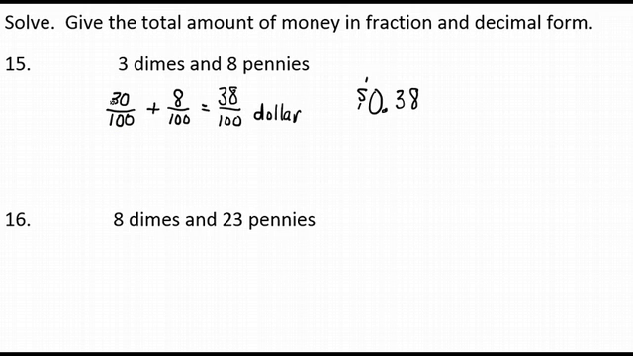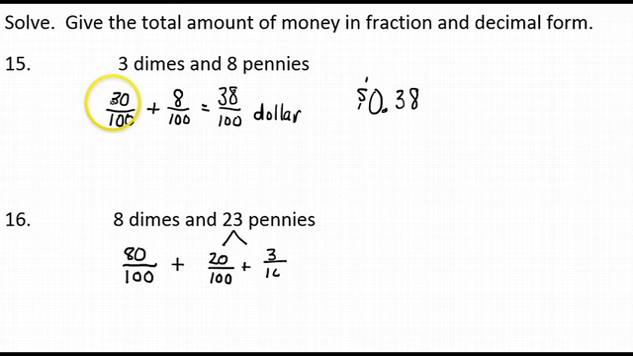In the next question, I have 8 dimes and 23 pennies. 8 dimes is the same as 80 cents, which is out of the 100 cents that makes a dollar. Now for 23 pennies, I'm going to split this up just to make it a little easier to add. 23 pennies is the same as 20 pennies out of 100 and 3 pennies out of 100. This will make it a little easier to add going across.